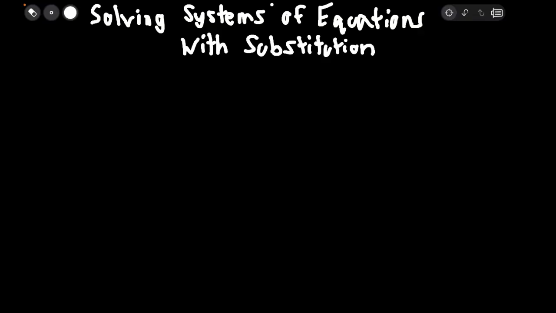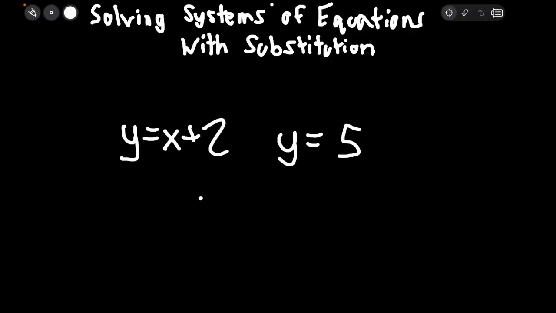Using substitution. A system of equations is a set of two or more equations that share the same variables. Our goal is to find the value of the variables that makes both equations true at the same time. To do this, we'll use a method called substitution, where we'll replace one variable with an equivalent expression from another equation. For our first example, we have y equals x plus 2 and y equals 5.